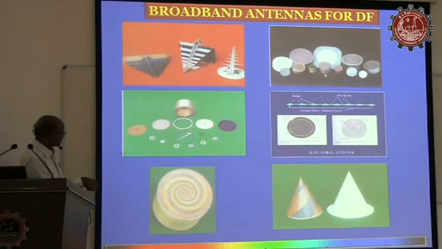This is another class of antenna called equiangular spiral, where the spiral growth rate is exponential compared to the linear growth in this Archimedean spiral. This is called conical log spiral. That means the equiangular spiral projected on a cone. That is why conical log spiral.